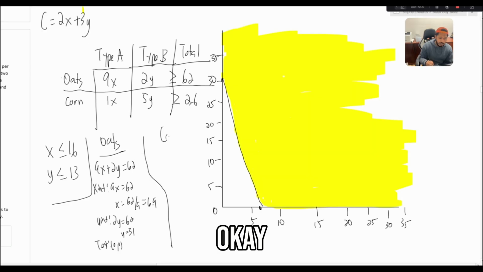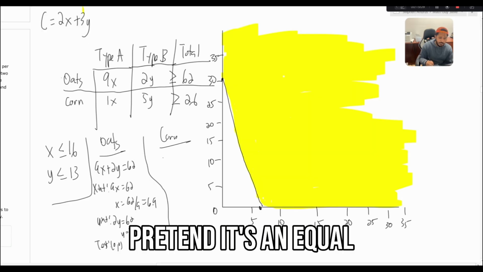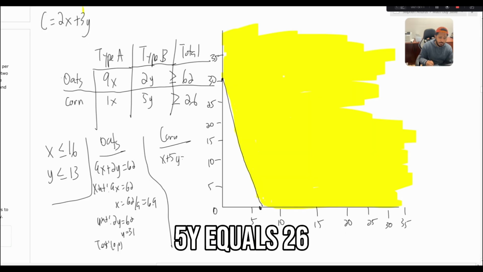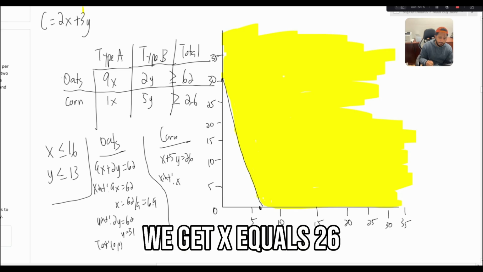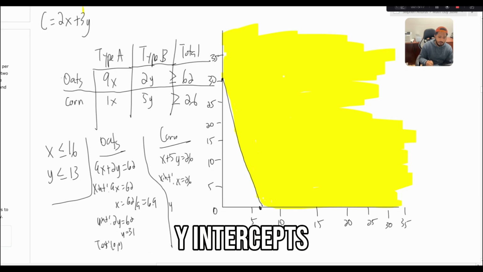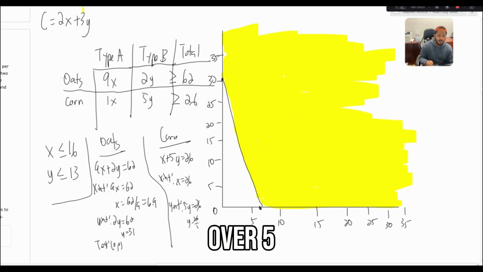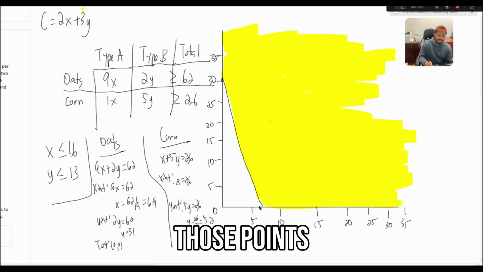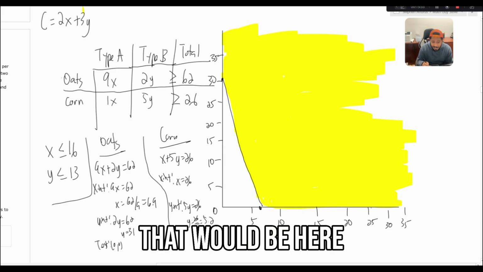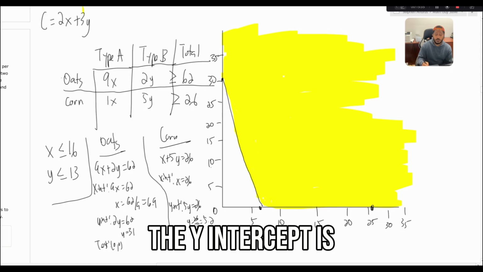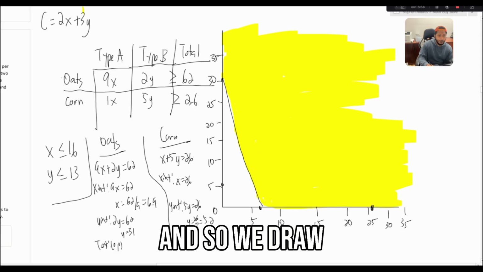Then we get to the corn. Pretend it's an equal sign, so x plus 5y equals 26. For the x-intercept, we plug in 0 for y, so x equals 26. For the y-intercept, we plug in 0 for x, so 5y equals 26, so y equals 26 over 5, or 5.2. Then we plot those points: the x-intercept 26 would be here, the y-intercept 5.2 is down here, and we draw a line through them.